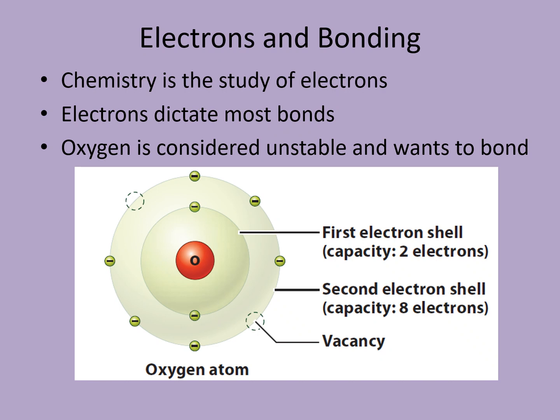So for example, oxygen is considered unstable and it wants to bond. The reason is that if you look at the outer shell, it only has 6 spots filled out of its 8. So there are some vacancies. The first electron shell's capacity is filled. It has 2, it's good to go there. But when you look at the outside, there are 2 spots missing. So it's looking for something to bond with.